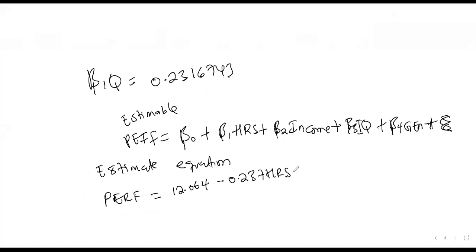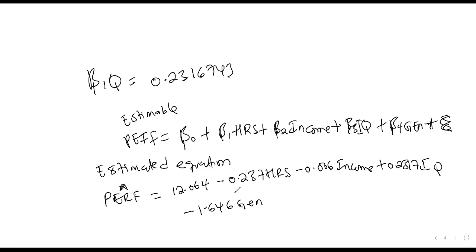Then for income, its beta was minus 0.006 income. Then IQ, we computed the beta was positive 0.2317 IQ. Then for gender, its beta was minus 1.646 gender. Okay, so this is the estimated equation. Then we bring the cap.